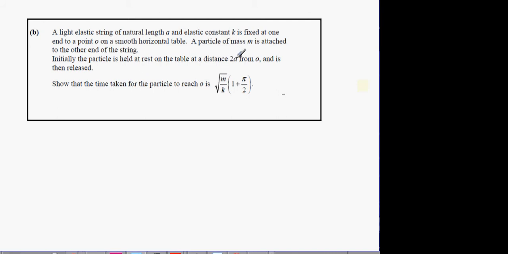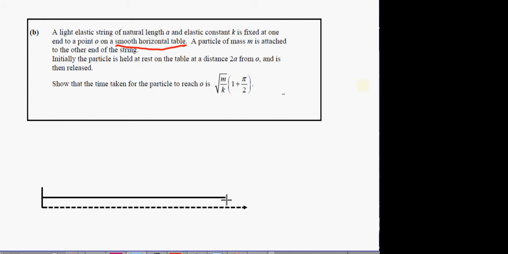So we're going to draw our table here. Once we've drawn our table, next we draw our point O, and then the elastic and the particle m all the way at the end. Now this is m. It's a distance 2a away. The string's natural length is a.